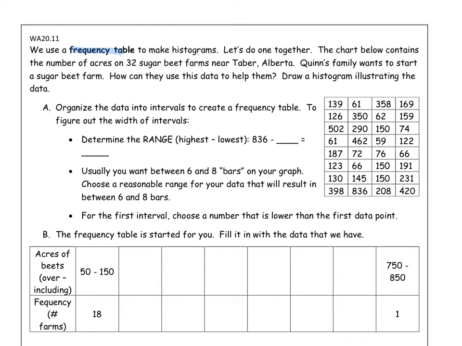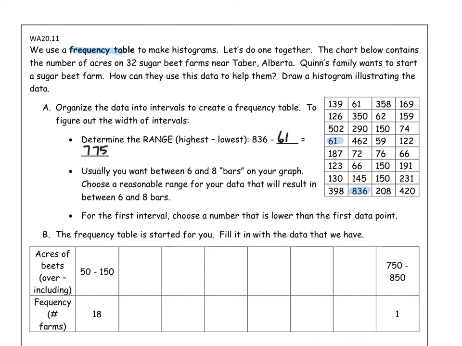So to draw a histogram, what we need to do is determine the range of data. So we have to find the highest number. The highest number in the chart is 836. That one's right here. And the lowest number in the chart is, I believe, 61. So that's right there. So 836 minus 61 gives me a range of 775 acres. So usually you want between 6 and 8 bars on your graph. So we are going to choose a reasonable range for your data that results in between 6 and 8 bars.